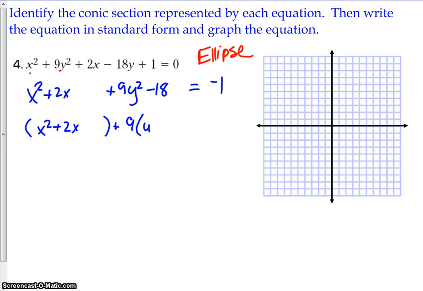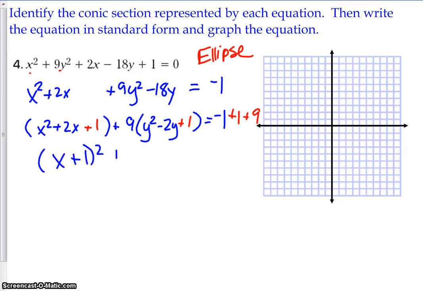Here I can factor out a 9, though, and so I'd have y squared, sorry, this should be a y, minus 2y, and I have this. All right, and now I want to do the step where I complete the square. This would be plus 1. Here I go plus 1, but it's really plus 9 because it's 9 times 1. And so when I complete the square, I get (x plus 1) quantity squared plus 9 times (y minus 1) quantity squared equals 9.